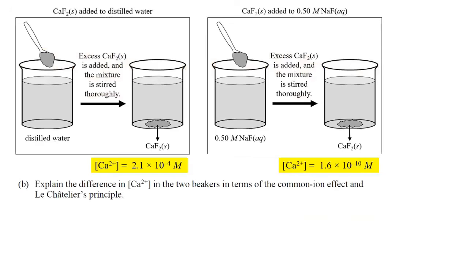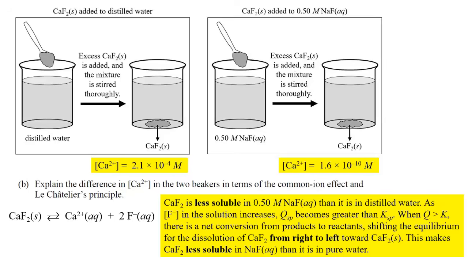All right, now let's move on to part B of question 9. It says, explain the difference in the calcium ion concentration in the two beakers in terms of the common ion effect and Le Chatelier's principle. So we have the presence of additional fluoride ions. Calcium fluoride is less soluble in 0.50 molar sodium fluoride than it is in distilled water.